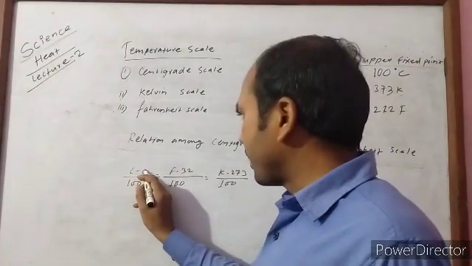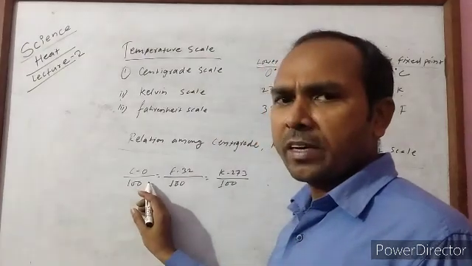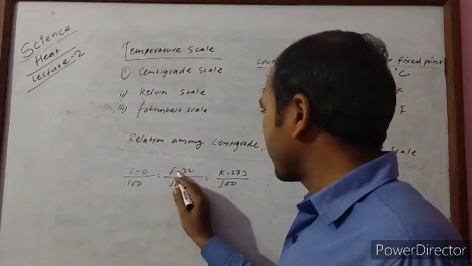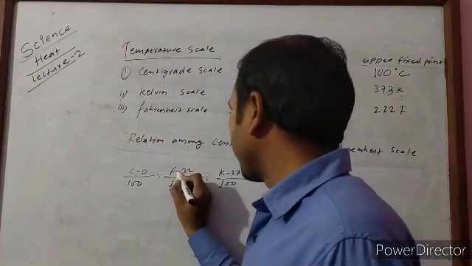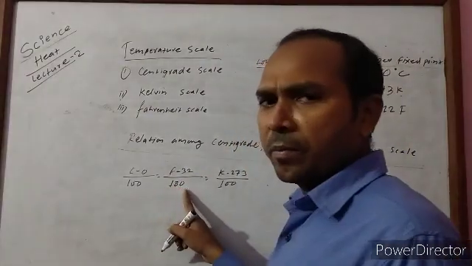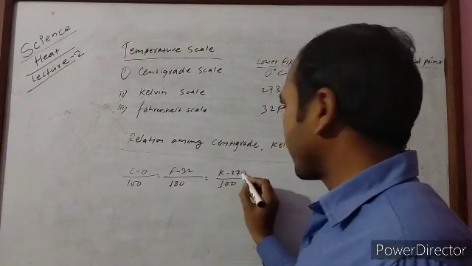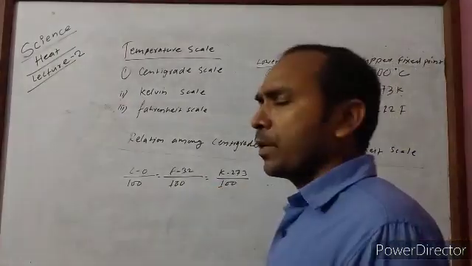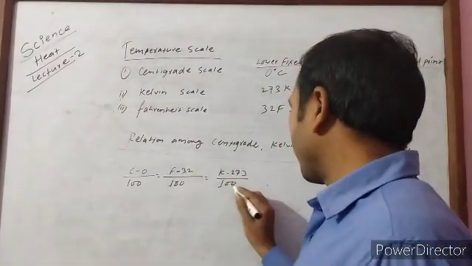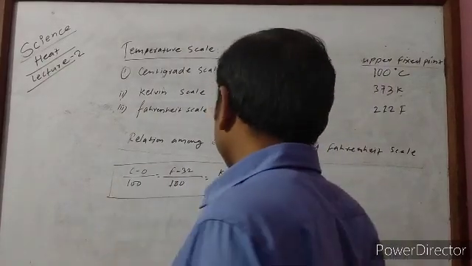Here the centigrade lower fixed point is 0 degrees and upper fixed point is 100, so upper fixed point minus lower fixed point, 100 minus 0, is 100. In the Fahrenheit scale the lower fixed point is 32 and the difference between the upper and lower fixed point, 212 minus 32, is 180. In the Kelvin scale the lower fixed point is 273 and the upper is 373, and 373 minus 273 comes to 100. This is the relation among the centigrade, Fahrenheit and Kelvin scales.